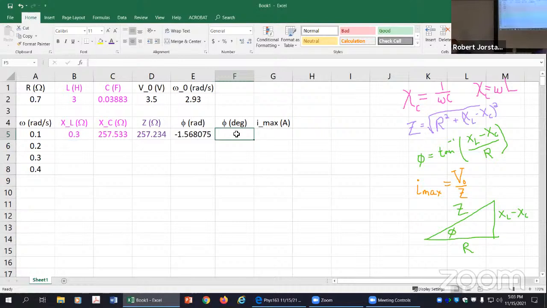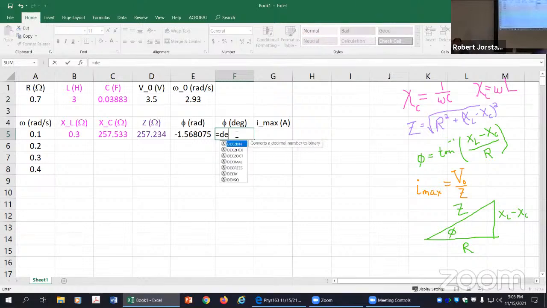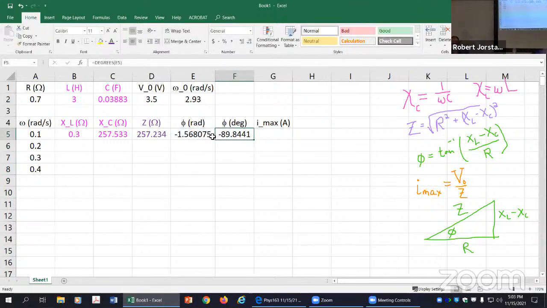Does that phase angle make sense? Well, let's put it in degrees. Does anybody know how to write that in degrees? Equals DEGREES of this. It's about -90. Do you agree? Let's get a few less sig figs on these.